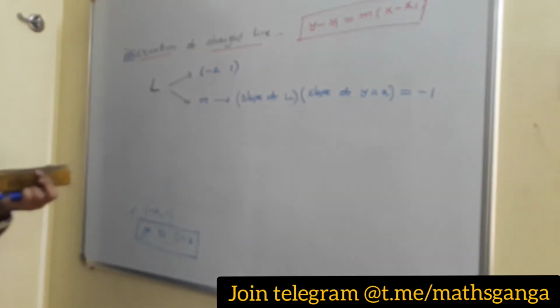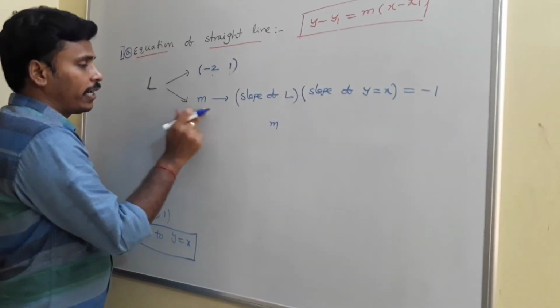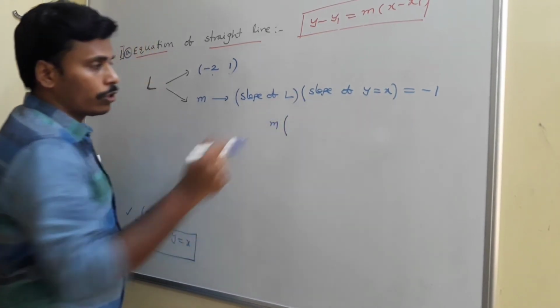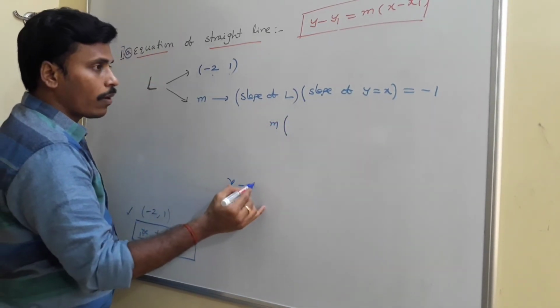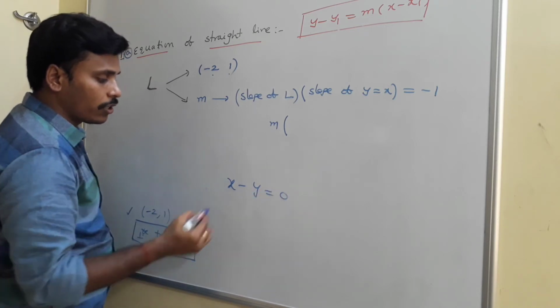Have a look at this. The required line and the given line are perpendicular, so the product of their slopes is minus 1. The slope of the required line is m, we let it be, and the slope of this y is equal to x. Think a while. I am explaining for you: y is equal to x means x minus y is equal to 0.